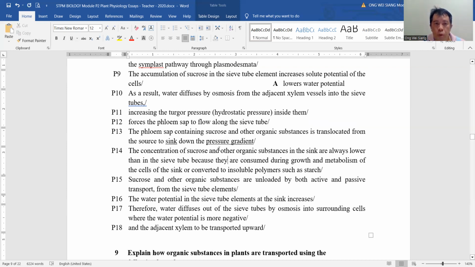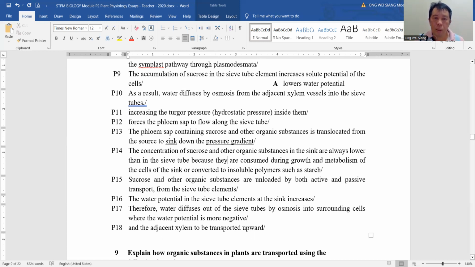The concentration of sucrose and other organic substances in the sink is always lower than in the sieve tube because they are consumed by the surrounding cells in the sink for growth or metabolism. Sucrose and other organic substances are unloaded in the sink. They are unloaded by both active and passive transport from sieve elements. Then the water potential in the sieve elements at the sink increases because the solutes are already unloaded into the sink.